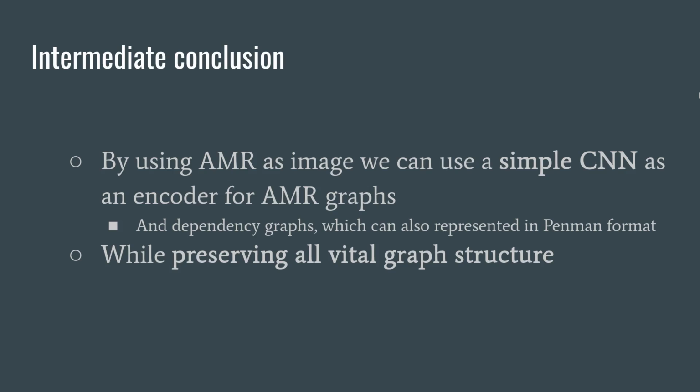So here's an intermediate conclusion. By using AMR as image, we can use a simple CNN as an encoder for AMR graphs, and of course also for the dependency graphs, because they also can be represented in the simple penman format. And all this while preserving all vital graph structure.